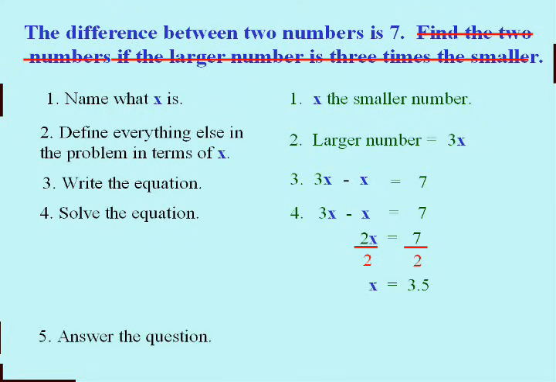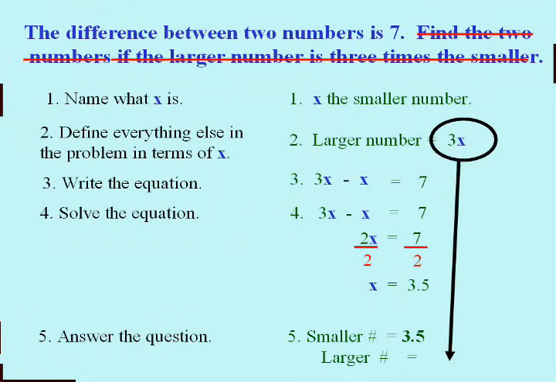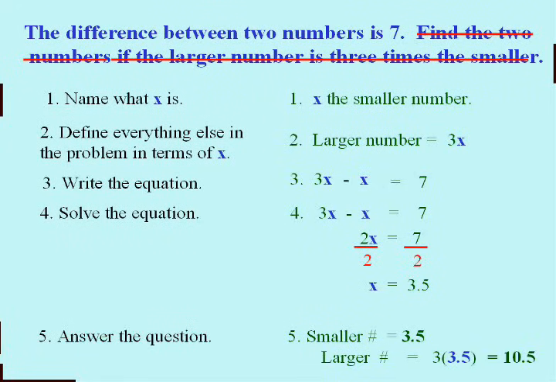Got to answer the question, what is the smaller number and what is the larger number? Well, x in this case is the smaller number. So the smaller number is 3.5. The larger number, good thing I wrote out step 2, is 3 times that. 3 times 3.5 is 10.5. So there's your answers.